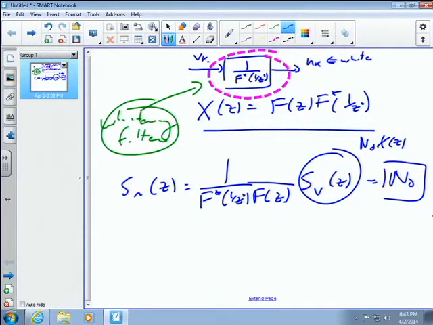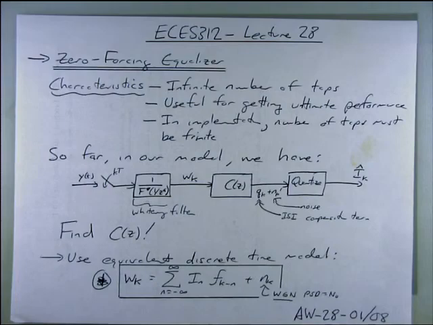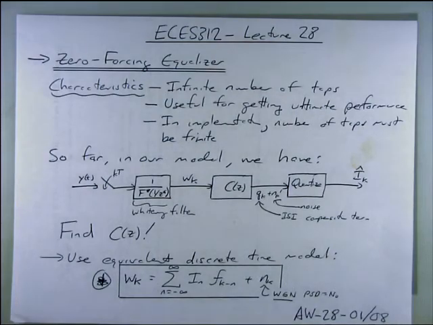So this is sort of recapping, because now we're going to jump into designing equalizers that capitalize on the fact that we have white noise, right? So let's go over to the slide. Enough of blah, blah on the whiteboard for now. So what we have is a zero-forcing equalizer. So what are its characteristics?